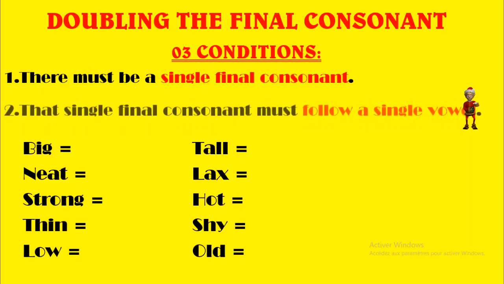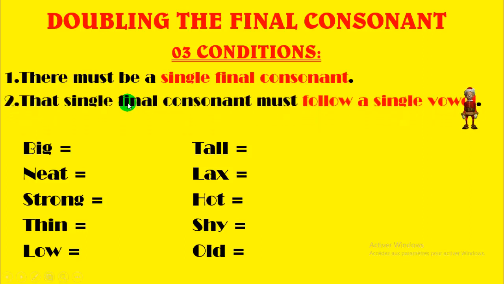Number 2. The single final consonant must follow a single vowel. La consonne finale qui est seule doit aussi suivre une voyelle qui est seule. C'est le cas de G, ici big, un seul G qui suit un I. Le cas de neat, c'est un seul T, c'est single, mais il suit deux voyelles, on ne double pas. Donc on double lorsqu'on a une seule consonne finale qui suit une seule voyelle.